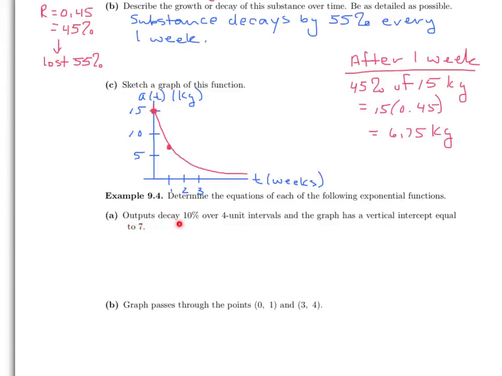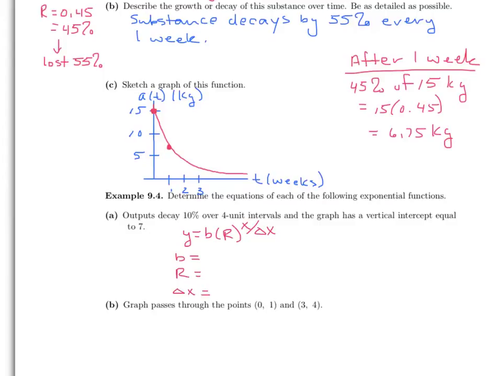The outputs of this function decay by 10% over 4 unit intervals, and the graph has a vertical intercept equal to 7. So we are trying to produce the equation of this function, and we're told it's exponential, therefore it must have an equation of this form. We simply have to determine what b equals, r equals, and delta x equals.